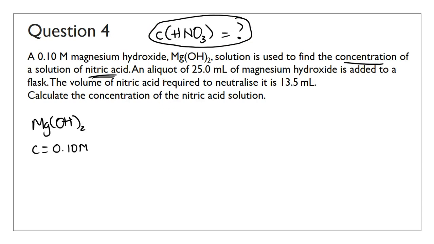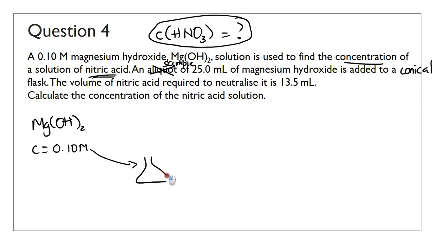An aliquot, okay. I'm not going to tell you what an aliquot is just yet, so let's just say a sample, and then I'll talk about aliquot next lesson. A sample of 25 ml of magnesium hydroxide is added to a, let's say, conical flask, just to be clearer. So this one is a little bit interesting because it actually puts the standard solution in the conical flask. So this solution goes into the conical flask.